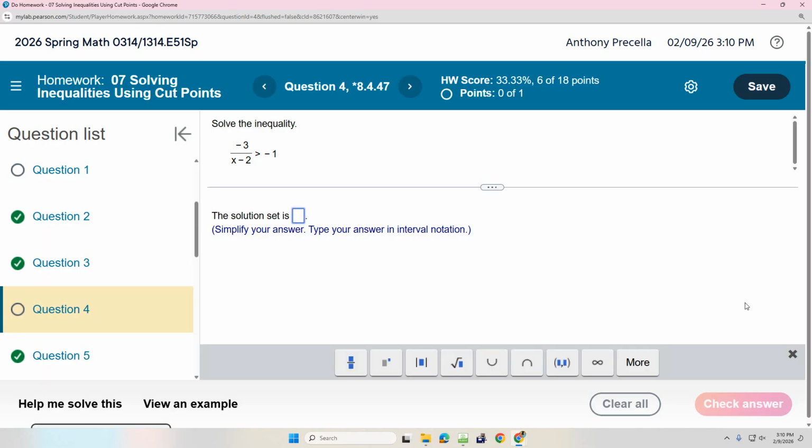Parentheses. Oh, you haven't typed it in? Typed it in. Parentheses, negative infinity, comma, 2, close parentheses, union. I wonder what would happen if I put the intersection. We don't have time for that. Okay, yeah. You think they would say, hey, you've used the wrong symbol? Check it. I'm just curious. Or are they just going to give you the general?